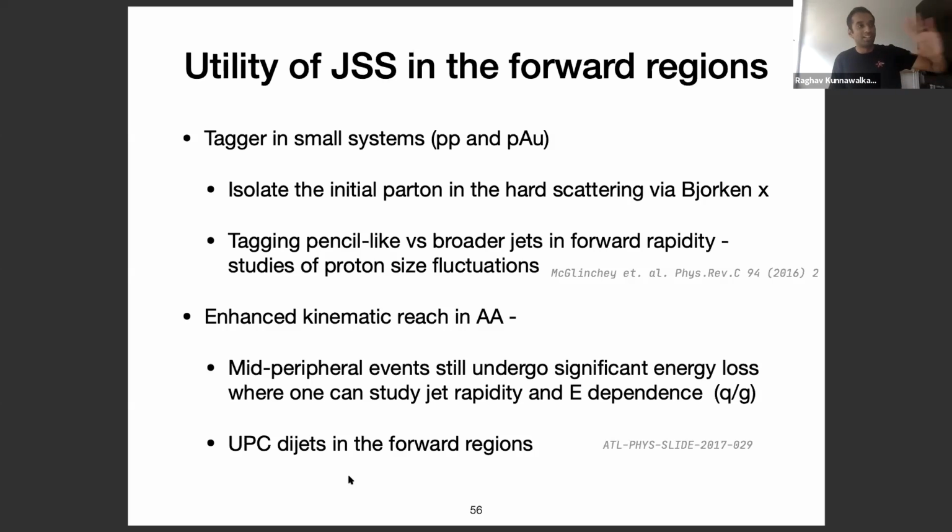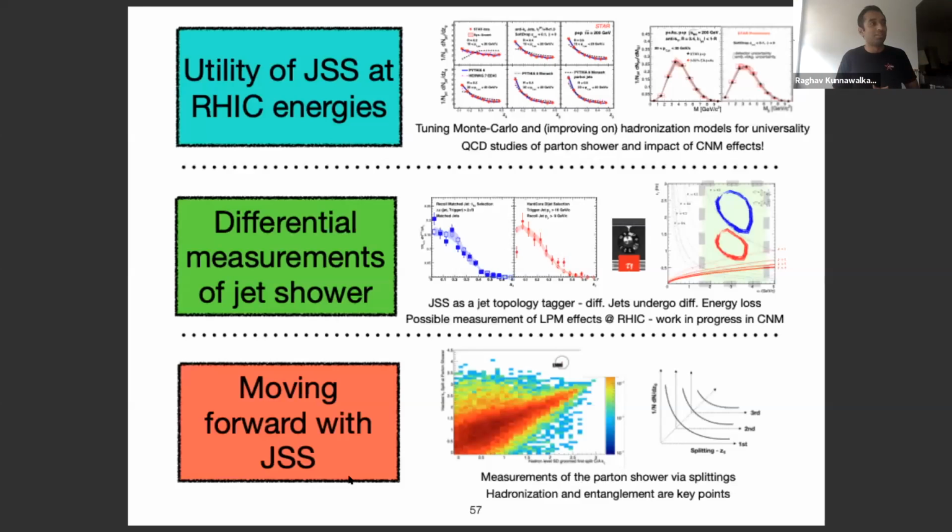This is just a list of things I think are very interesting to look at. Also UPC dijets, if it's possible. So that brings me to the end of my talk. I'm not going to go through this, but these are three main highlights that I've talked about today. Thank you. Hope it was not too fast.